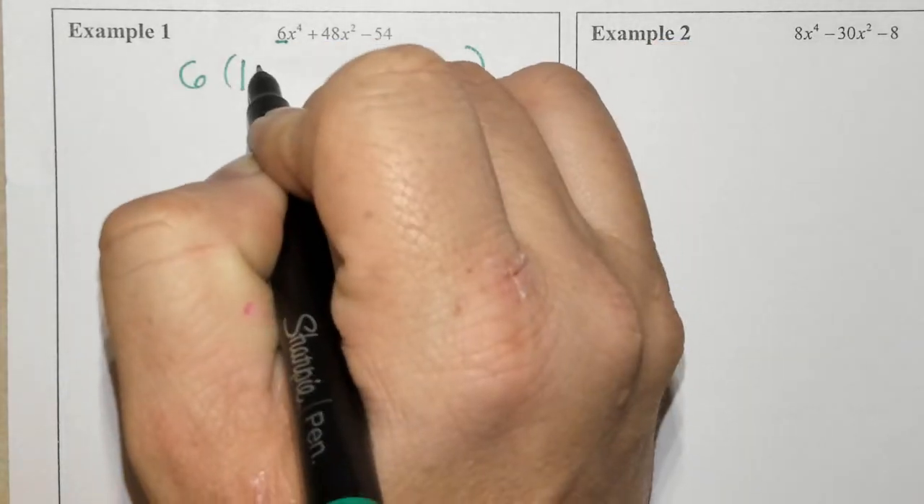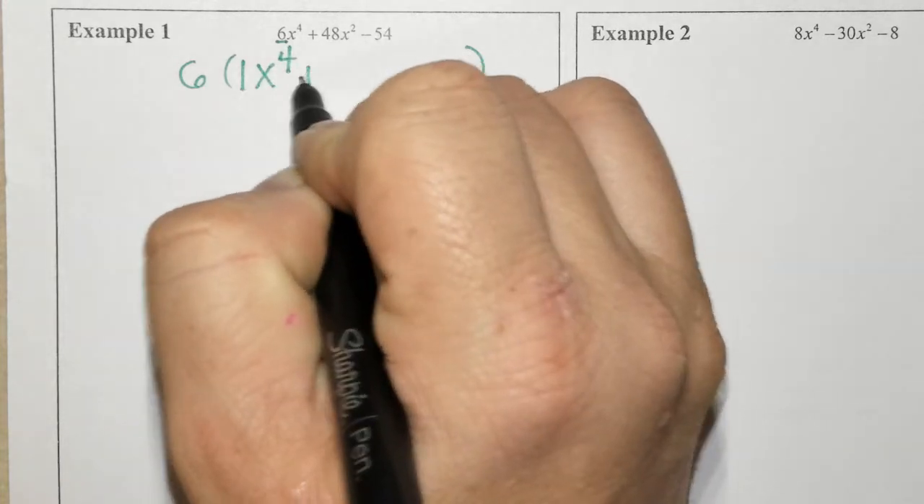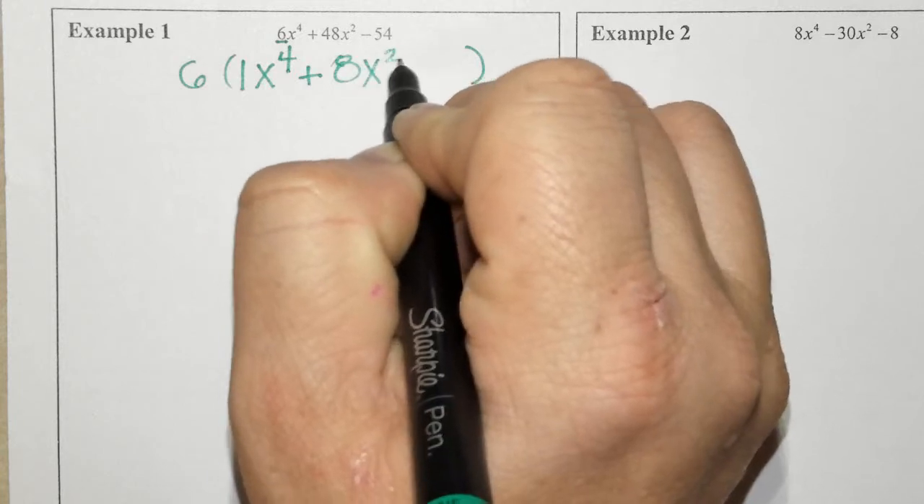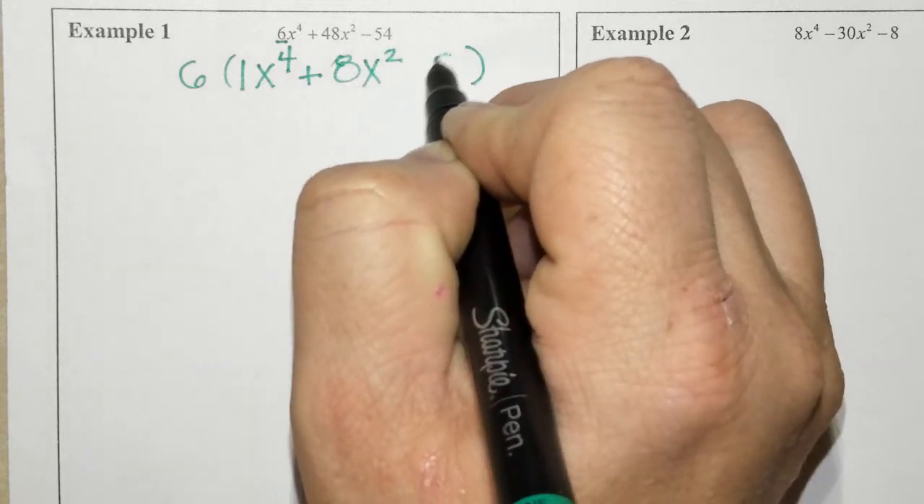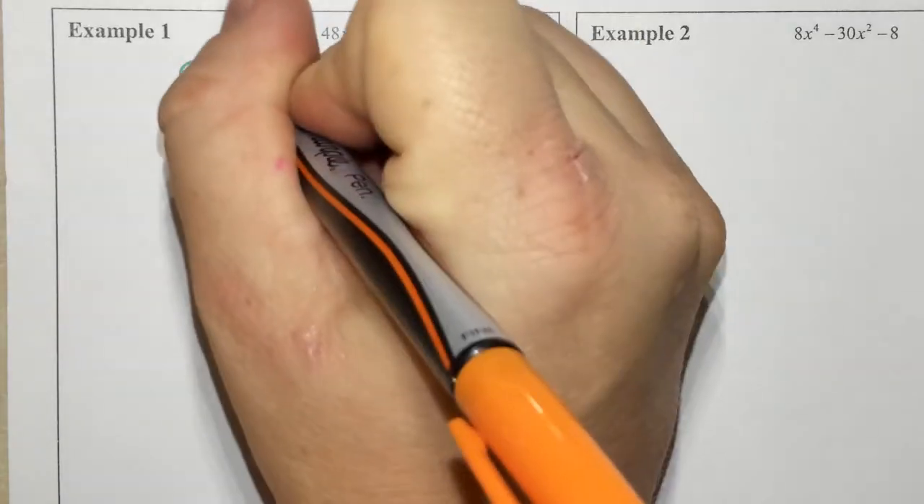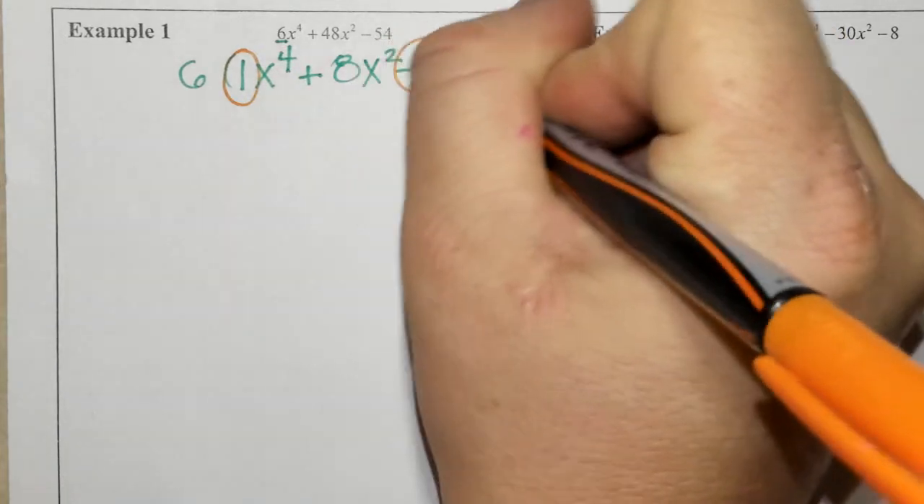6 times 1 is 6, bring down the x to the fourth. 6 times 8 is 48, bring down the x squared. 6 times 9 is 54, bring down the subtraction sign. Okay, now do me a favor, especially if you happen to have a different colored marker or highlighter, please circle the 1 and the -9.